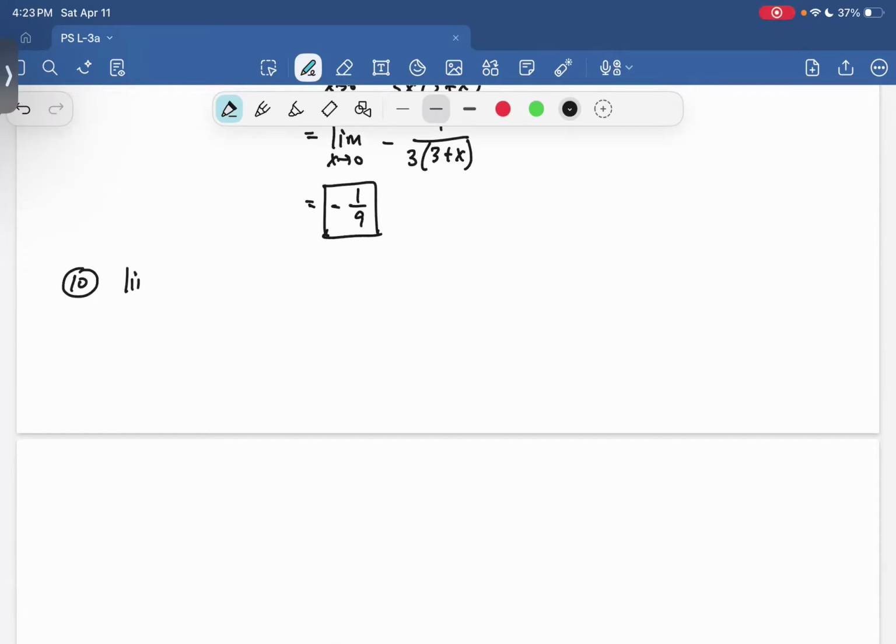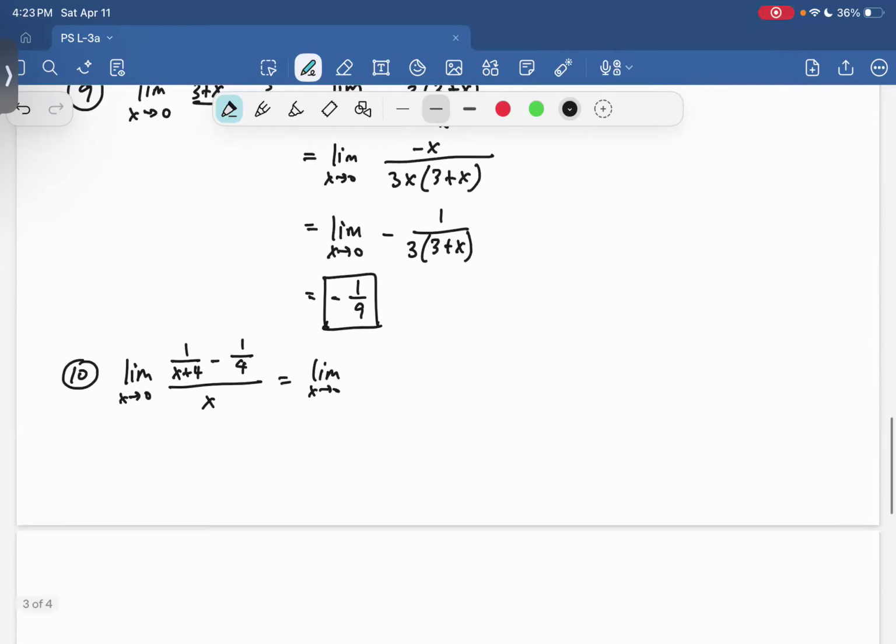Question 10, the limit as x approaches 0 of 1 over x plus 4 minus 1/4 over x. So this is same thing, 0 over 0. Numerator, well, this is really just the same exact problem, isn't it?